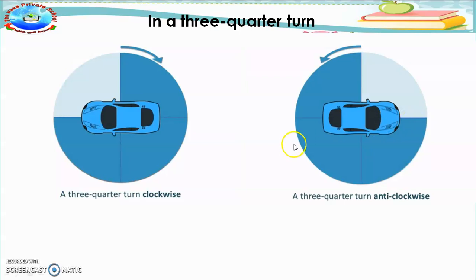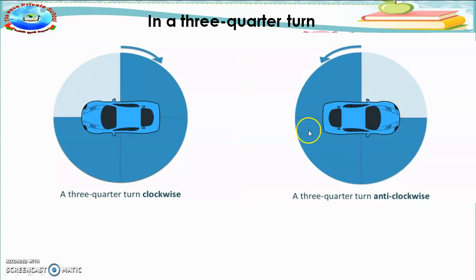In both cases, the car rotates through 3/4 of a turn. We can see that 3 of the 4 quarters of the circle are shaded. Here, yes, this is a 3/4 turn. 1, 2 and 3. Here also a 3/4 turn, but in the anti-clockwise direction. So we have 1, 2 and 3 quarters.